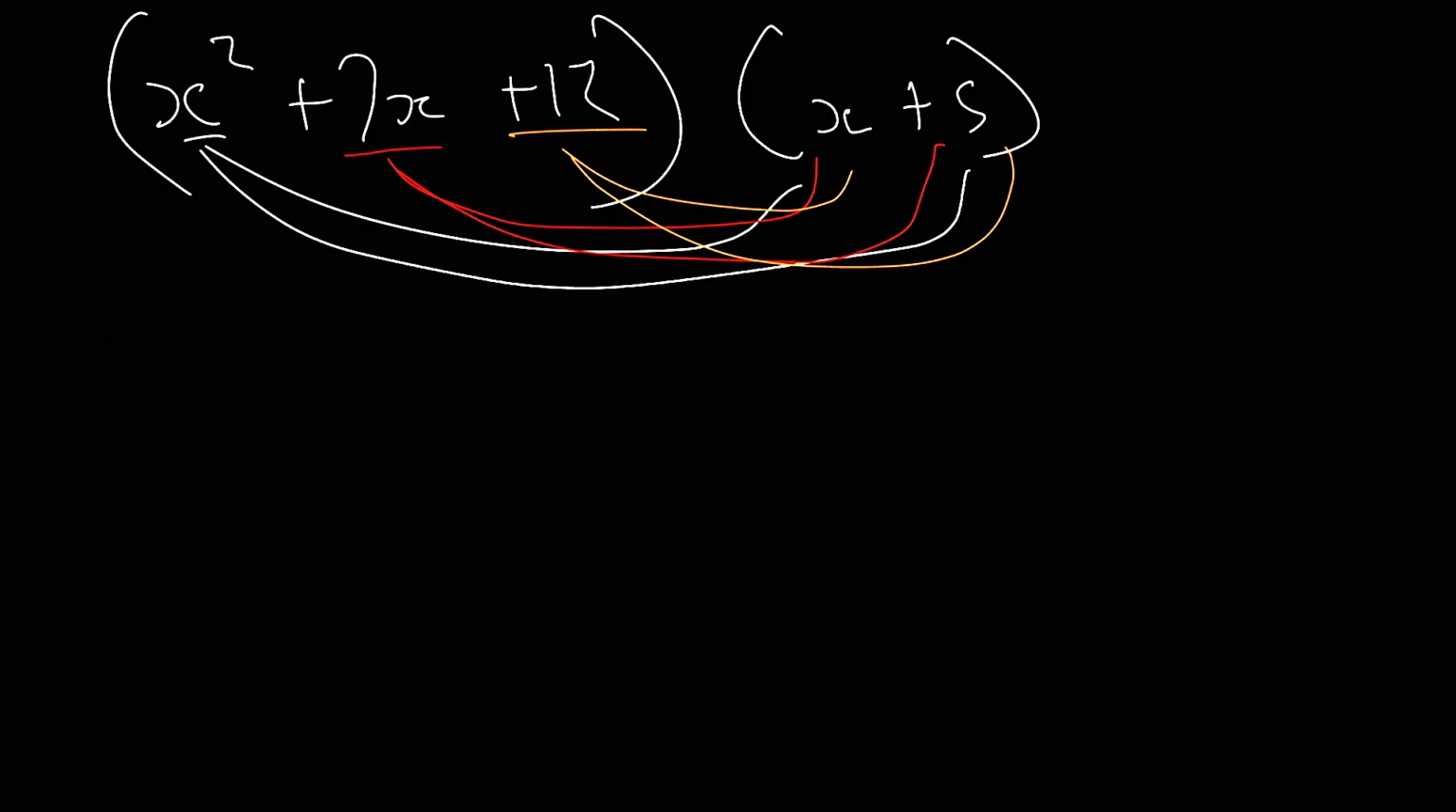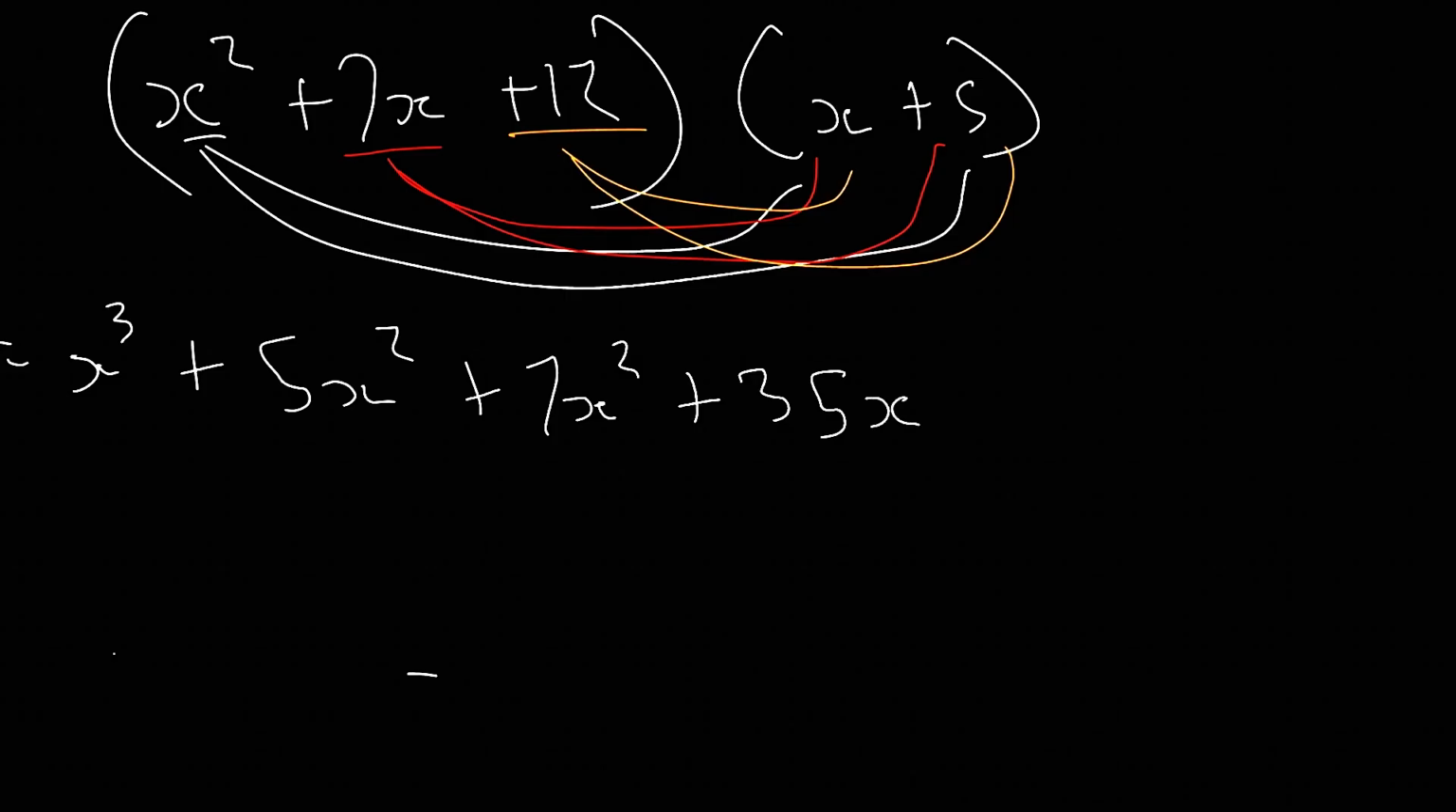So x squared times x gives me x cubed. X squared times plus 5 gives me 5x squared. 7x times x gives me plus 7x squared. 7x times plus 5 gives me plus 35x. Plus 12 times x gives me plus 12x. And then plus 12 times plus 5 gives me plus 60.